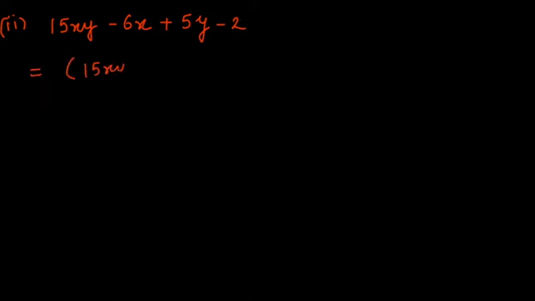Moving to the second part, which is 15xy minus 6x plus 5y minus 2. We cannot take anything common in all these 4 terms. So again we will follow the regrouping method to solve this question. Let's see. If I group the first 2 terms, this will come with practice. You will automatically understand which 2 terms you have to put in one bracket and which other 2 terms you have to put in another bracket.